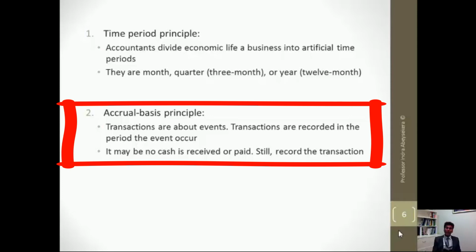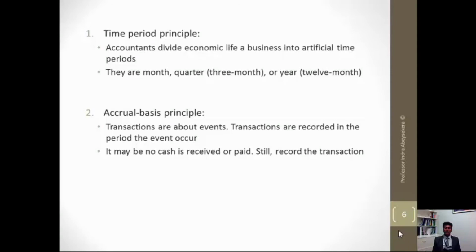That means the cash may not have been received, cash is yet to be received, or cash is yet to be paid. We know that when cash is yet to be received, we call it receivables, and cash is yet to be paid, we call it payables.